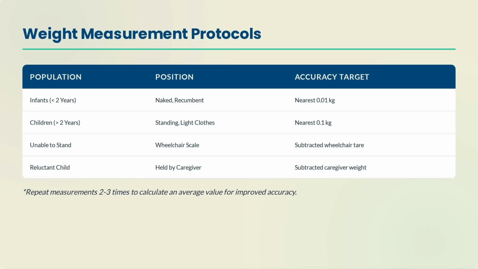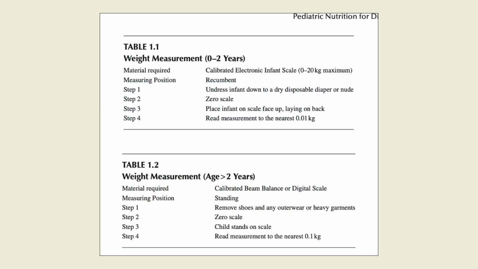Weight should be obtained naked for infants less than 2 years of age, and with only light clothing without shoes for older children. Measurements should be repeated 2 to 3 times and used to calculate an average value. Tables 1 to 1.3. Whenever possible, subsequent weights should be measured using the same scale to improve accuracy. This measurement can be plotted on a standardized growth chart, Appendix A, as described below, to assess a child's weight relative to same age peers.